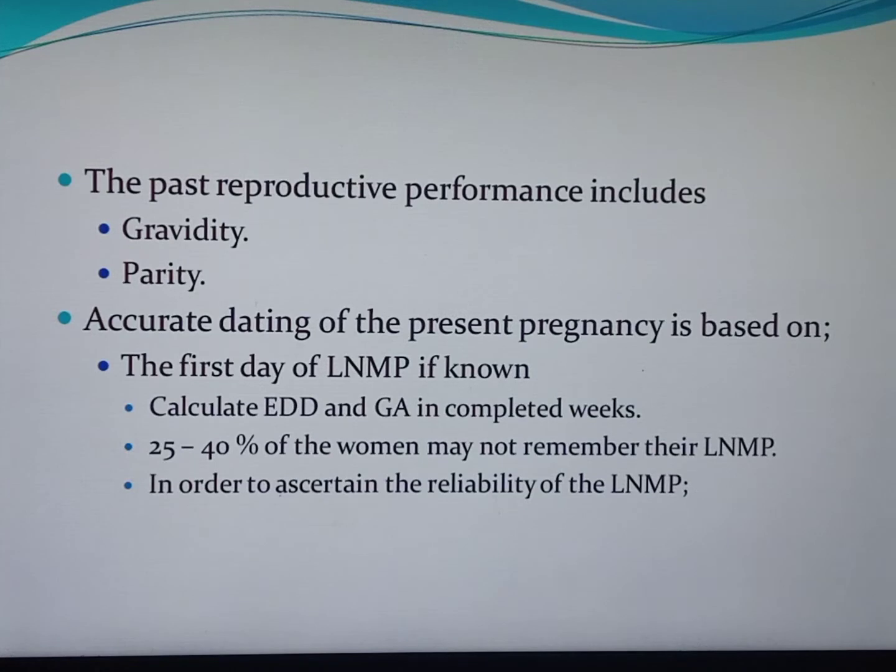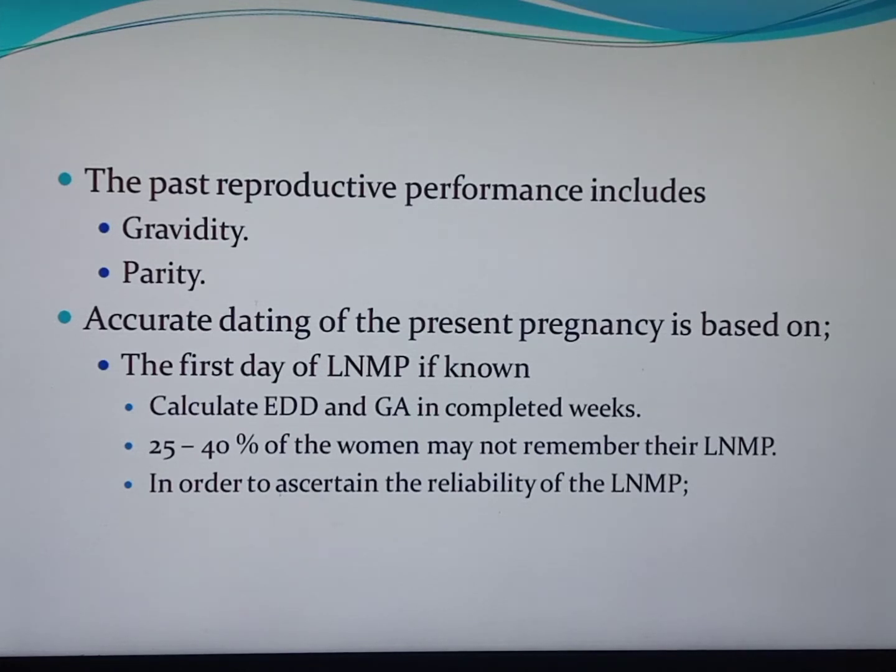So, under the past reproductive performance, we need to mention the gravidity and the parity. Gravidity is the total pregnancy experience, irrespective of the outcome. That can be live birth, stillbirth, abortion, ectopic pregnancy, or molar pregnancy, and the current pregnancy should be included. Parity is the number of pregnancies that extended beyond the age of viability.